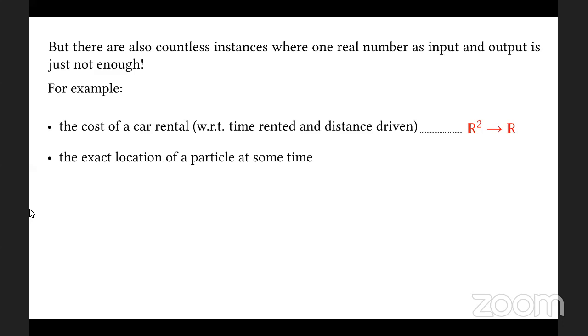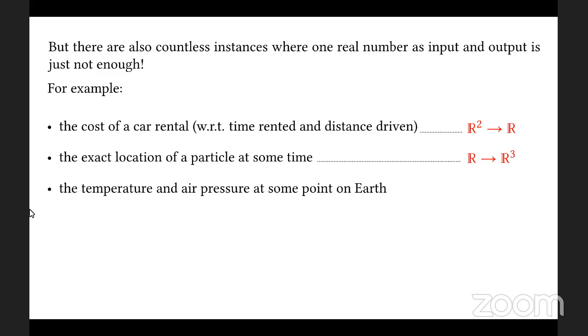Or maybe the exact location of some particle in three-dimensional space at some time. So you're inputting time and you're outputting three coordinates in space. That's an example of a function from R to R3. Or temperature and air pressure at some point on Earth. If we're talking about the surface, then you need GPS coordinates maybe. So that's two inputs, and temperature and air pressure are two different outputs. So it's an example of something from R2 to R2, right?